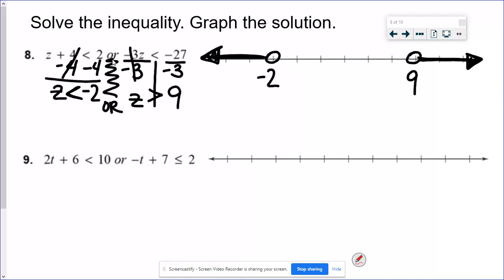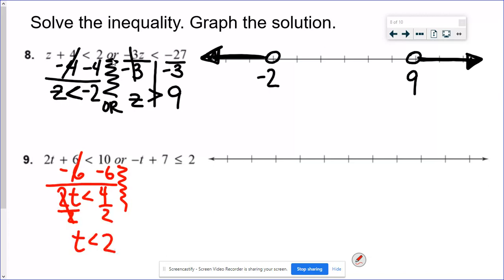All right, for number 9, again, don't try to do anything from the left side with the right side. These are two separate problems today. The 2 is attached to the t, so I'm going to leave that alone. Let's subtract the 6. 2t is less than 4, and divide by 2. T is less than 2.